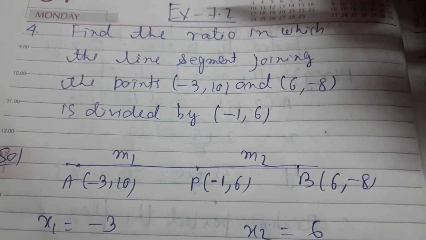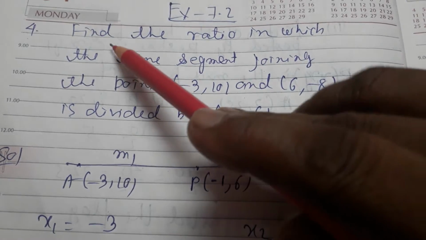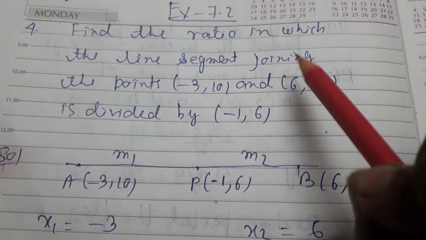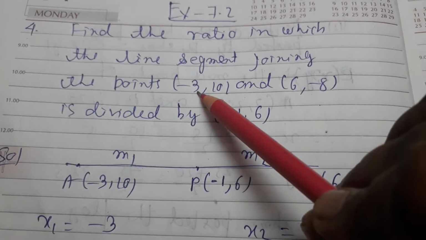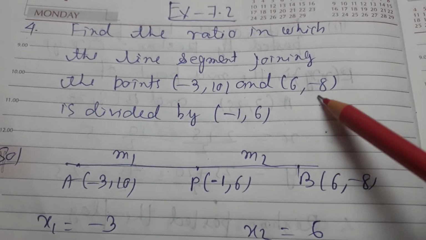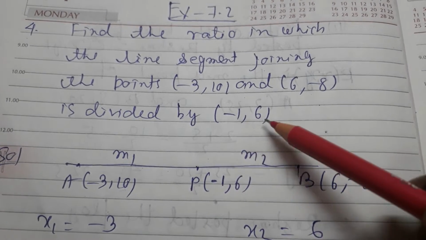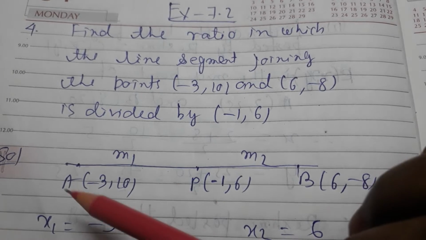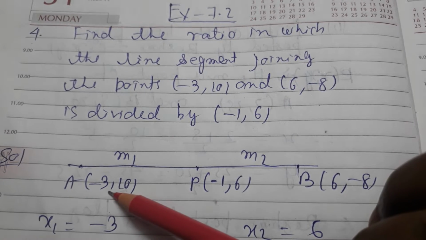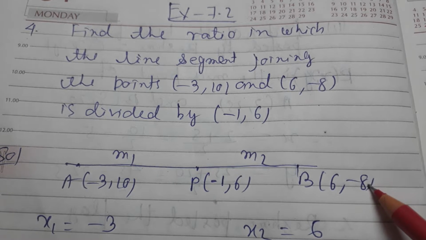Today I shall start exercise 7.2 question number 4. The question is, find the ratio in which the line segment joining the points (-3, 10) and (6, -8) is divided by (-1, 6). Now listen, AB is the line segment. Coordinate of A is (-3, 10) and coordinate of B is (6, -8).